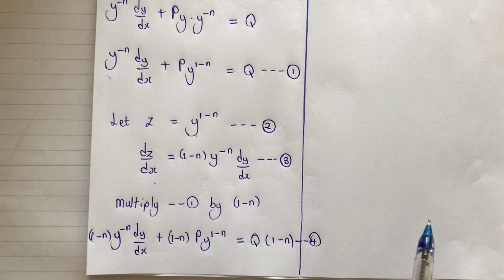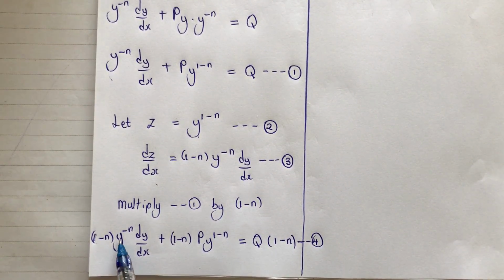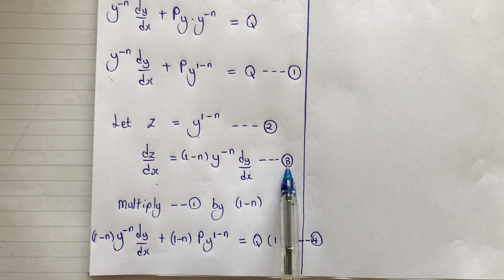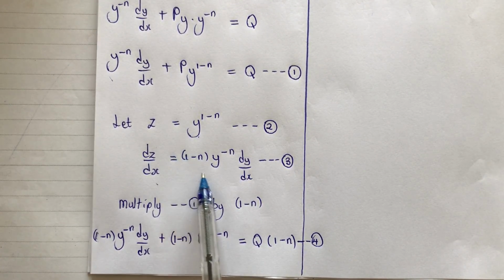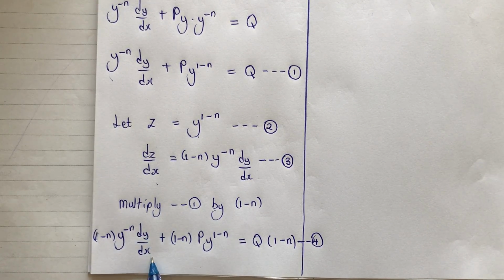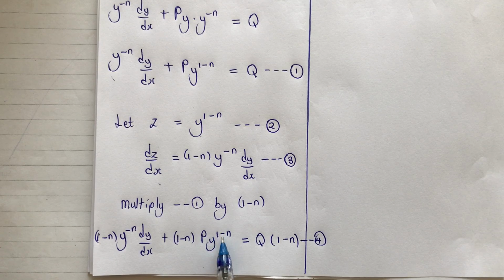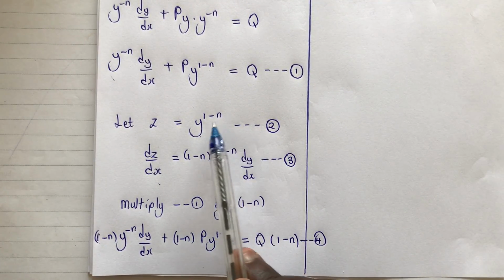Now watch very carefully. You can see that this side of the equation, the left hand side, (1 minus n) y to the power minus n dy/dx, is equal to equation 3. You can see that the same result we have here is the same result we have here. So we can replace this side of the equation by dz/dx. Again, we go to the other side, plus (1 minus n) p y to the power 1 minus n. When you look at this very carefully, you can see part of this side of the equation is equal to equation 2.